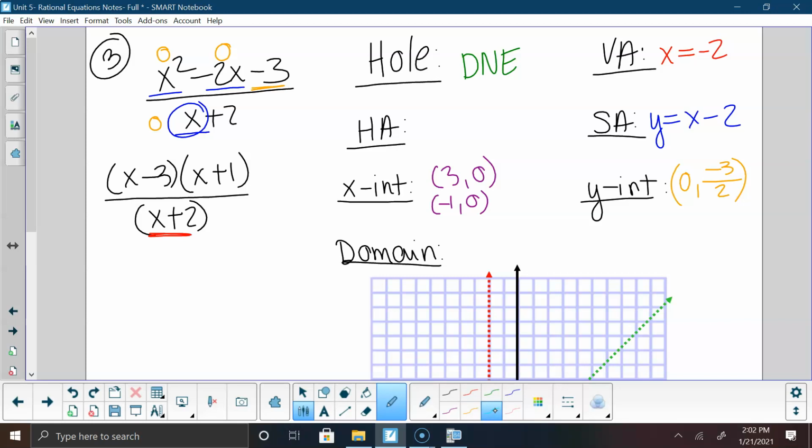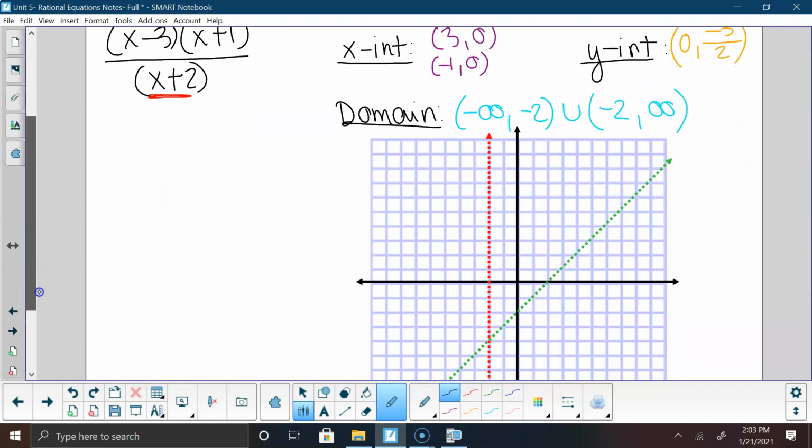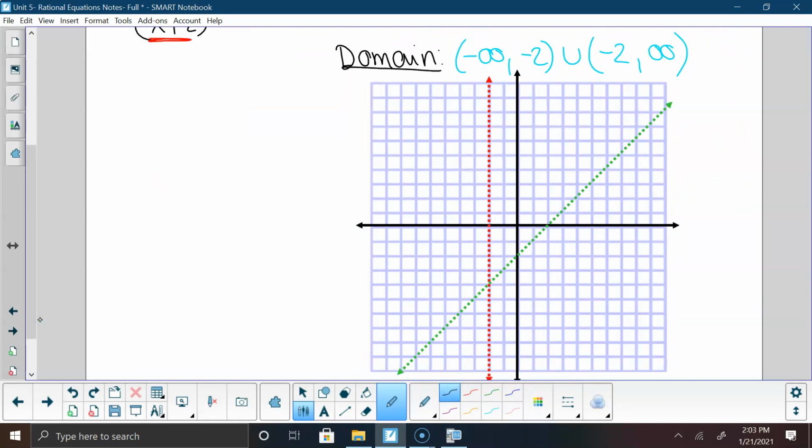All right, domain. Really, all I've got that's excluded is my vertical asymptote. So it's negative infinity to -2 and -2 to positive infinity. That's a much nicer domain, right? All right. Last step is my table.